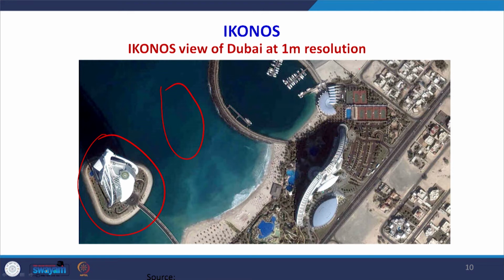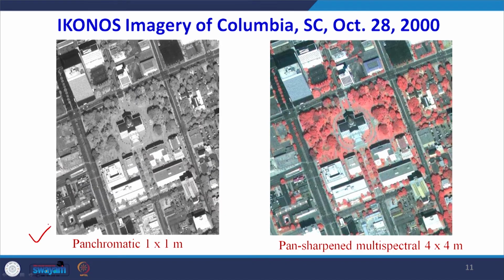So people have used this Ikonos data to create very large scale maps at 1:5000 scale. And normally in engineering planning and engineering design, we require 1:5000, 1:4000 scale maps, and these data have been successfully used to create such maps. So this is again panchromatic data at 1 meter resolution, and this is multispectral data at 4 meter resolution.